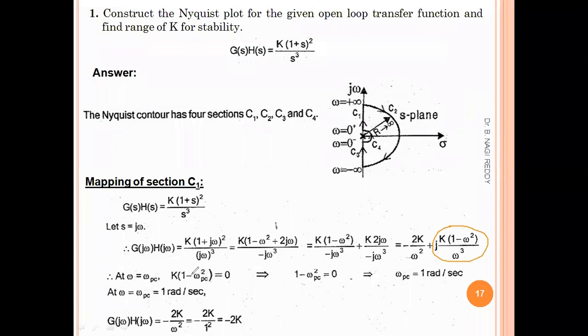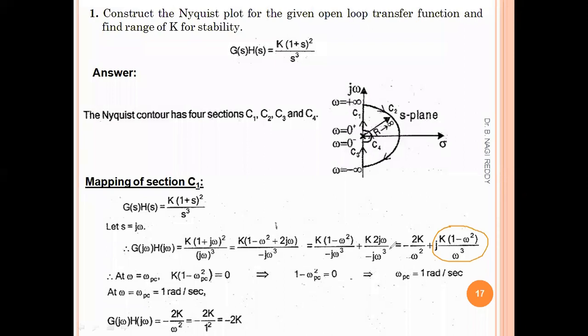From this, bring this k also this side. 0 by anything will become 0. So 1 minus omega pc square, then omega pc will be 1 radian per second. Okay. So the value of crossover frequency will be 1 radian per second.